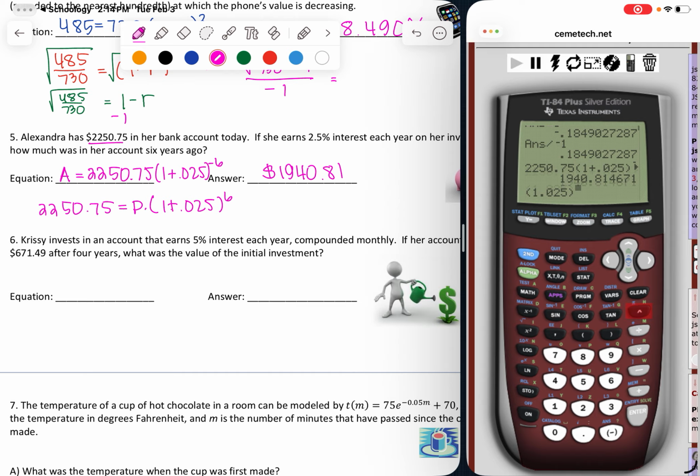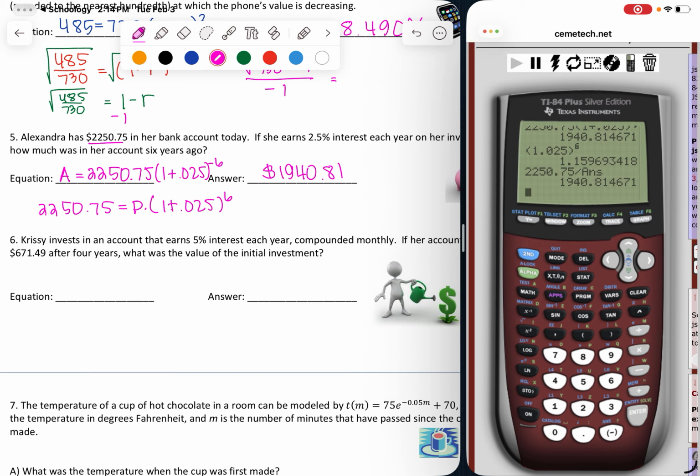1.025 to the sixth. Enter. And then I can do 2250.75 divided by that. Second answer, 1940.81. It gives you the same answer, right? So just make sure you write down an equation that actually works.